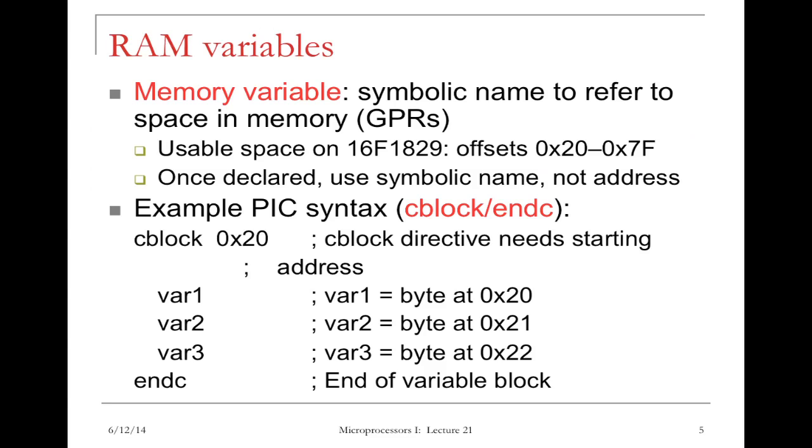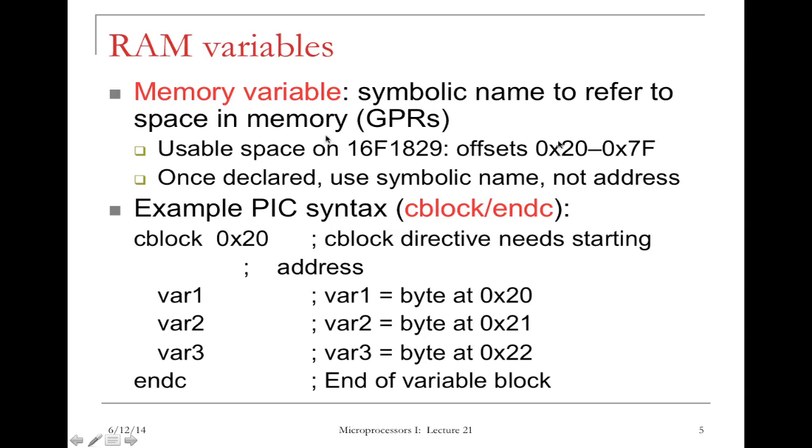RAM variables. We know this RAM here refers to the data memory, and memory variables are the symbolic names to refer to space in the memory. For this particular PIC microcontroller, the usable space is from 20 to 7F. We're talking about the locations within the bank. So the maximal address here is 7F.